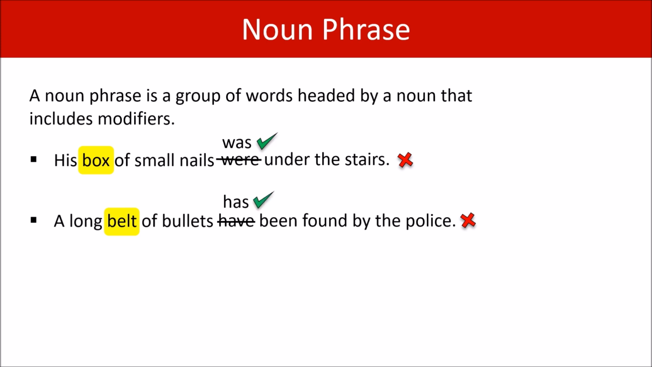Keep an eye out for this when you're dealing with noun phrases. Don't let the modifiers detract from the head noun. So don't let the word nails detract from box, and don't let the word bullets detract from belt. Okay, enough on that.